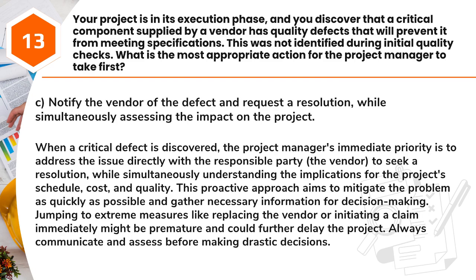Answer: C. Notify the vendor of the defect and request a resolution, while simultaneously assessing the impact on the project. When a critical defect is discovered, the project manager's immediate priority is to address the issue directly with the responsible party, the vendor, to seek a resolution, while simultaneously understanding the implications for the project's schedule, cost, and quality. This proactive approach aims to mitigate the problem as quickly as possible and gather necessary information for decision-making.